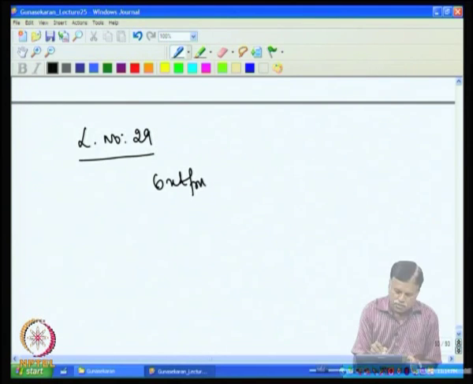This output resistance is also an important issue, which is often ignored by most designers. So, today we discuss the output resistance of the op amp.